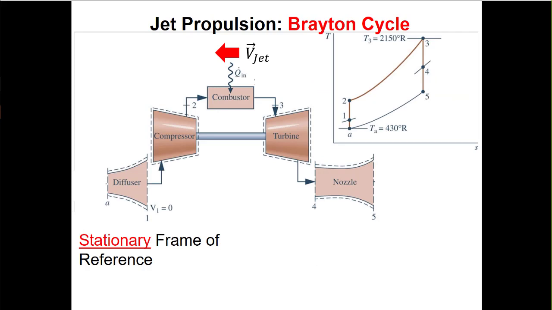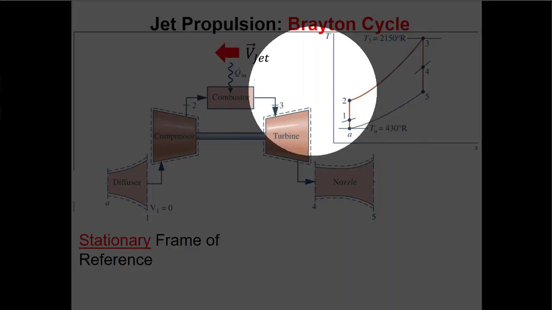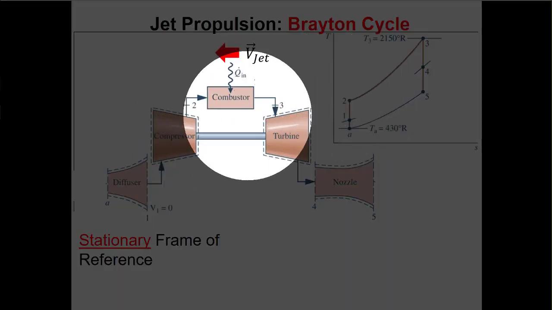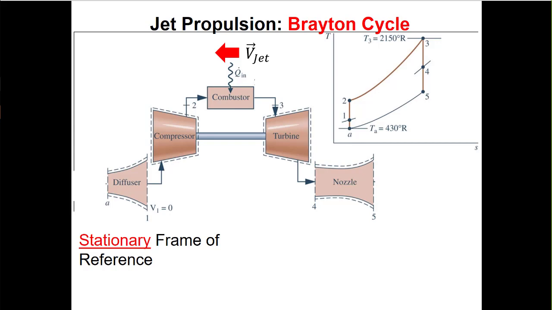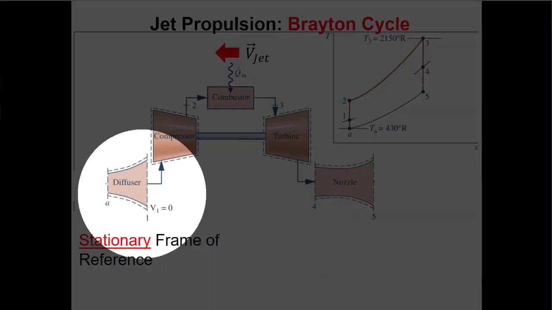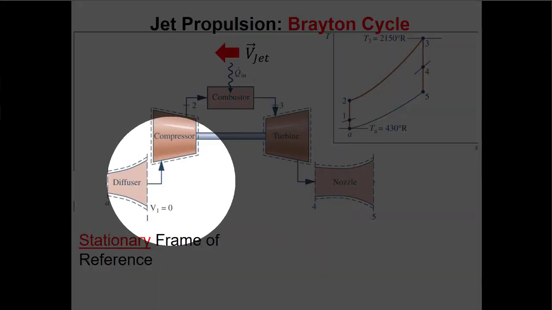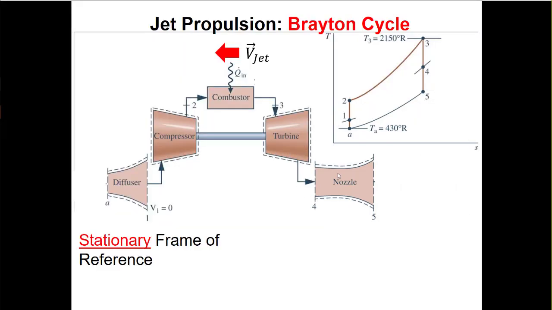So here's how we start to solve this Brayton cycle, or turbojet engine, because it's really a Brayton cycle in the middle. Here's a compressor, here's a combustor, here's a turbine. But the difference is we've got this diffuser on the front and this nozzle on the back. We're always in this class going to pretend that the air is still. There's no headwind or tailwind.